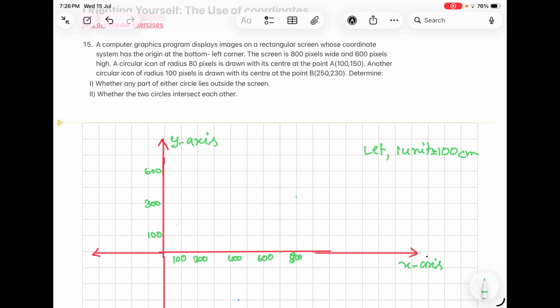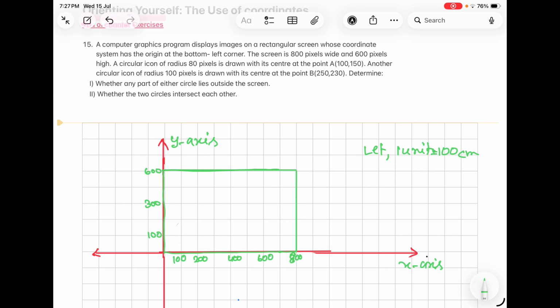Now the screen is 800 pixel wide. Point the 800 on the x-axis. This is 800 wide and 600 pixel high. This is 600. Draw the screen of the computer. This one, just extend it, and this one extend it. So this is the screen of the computer, which is 800 pixel wide and 600 pixel high.